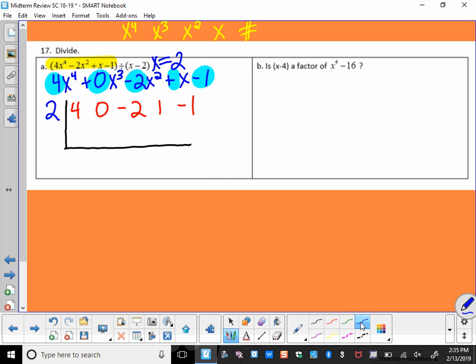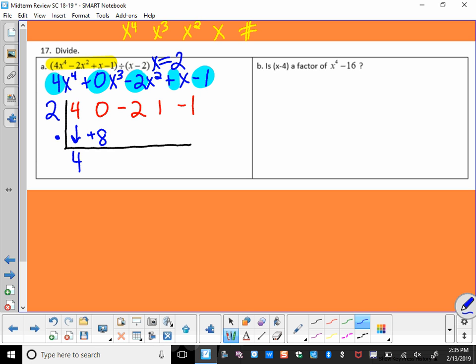Alright, pay attention to what we're doing, because you guys kind of struggle here. What happens to this first number here of 4? You move it down. Your first number goes straight down. Now you multiply to the side. So what's 4 times 2? 8. I add going down.